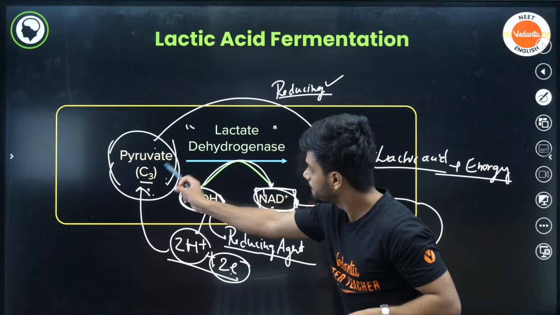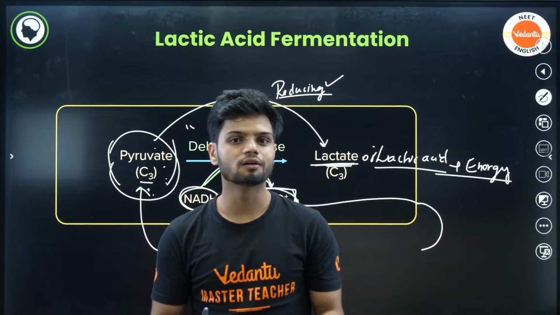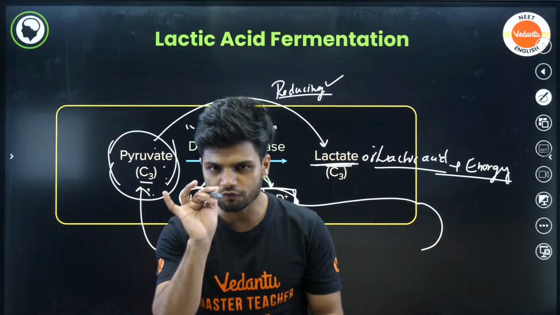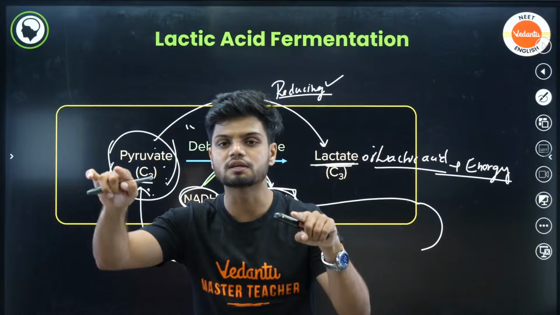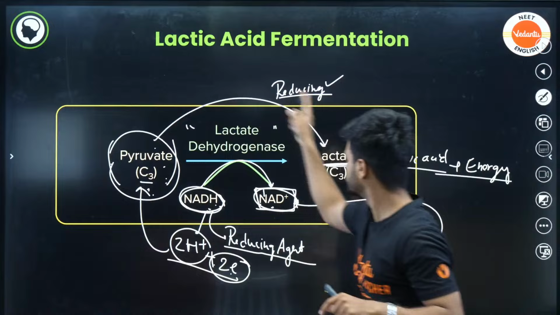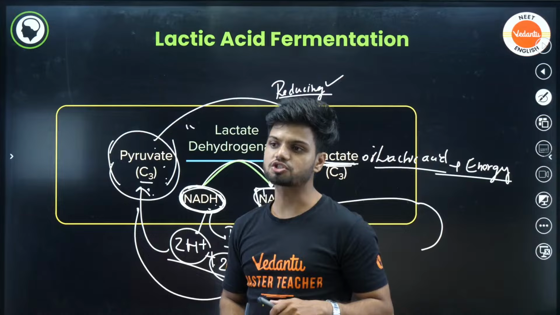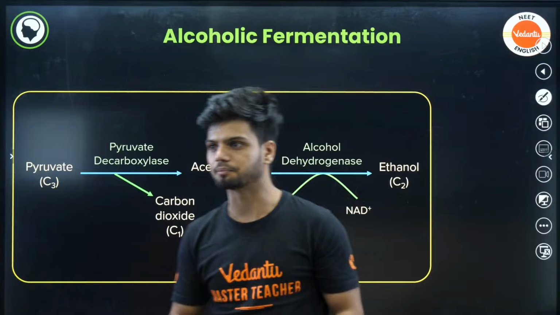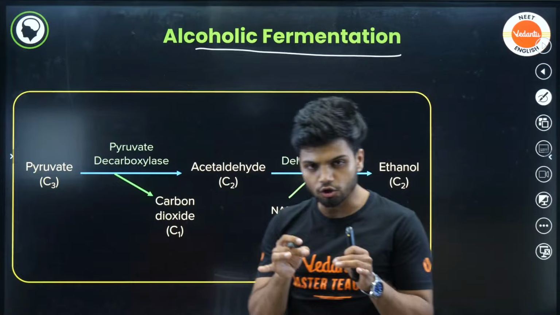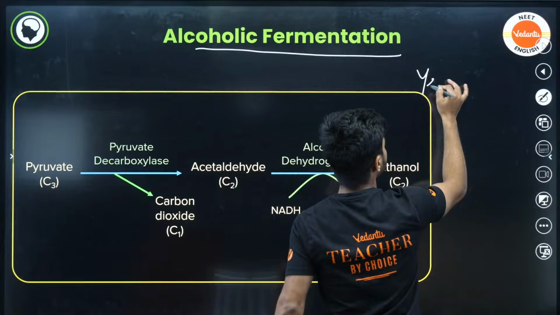Clear? Students, you must have learned this before, just by-hearting it. But if you open your NCERT right now, read the line which is given there: pyruvate or pyruvic acid is converted to your lactic acid in the presence of lactate dehydrogenase, and the reducing agent is your NADH, with electrons being passed here. Clear? Now, the next one is alcoholic fermentation. Again, alcoholic fermentation takes place in the case of your yeast.